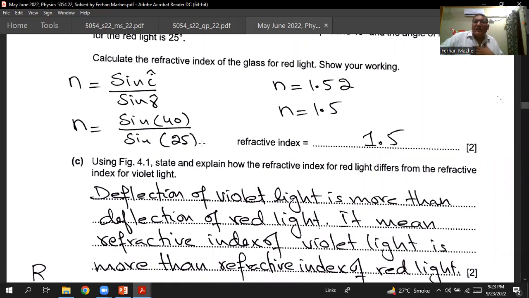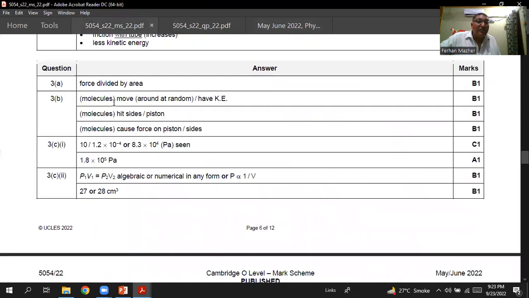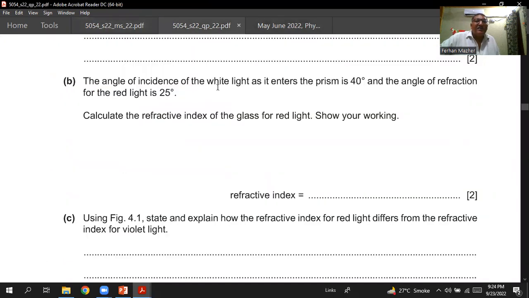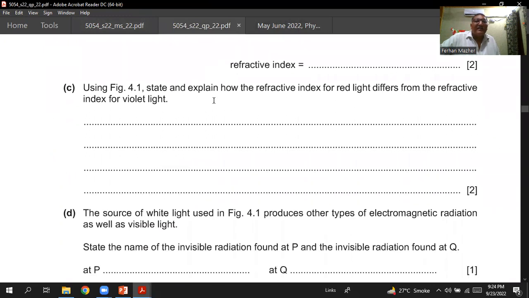When you enter this in your calculator, sine 40 divided by sine 25 equals 1.52. When you round it off to two significant figures, it will be 1.5. So the refractive index is 1.5. It's a ratio, so it does not have a unit. I hope you understand. That is question number 4, and we are done with this numerical. So it will be 1.5. Our answer is right.